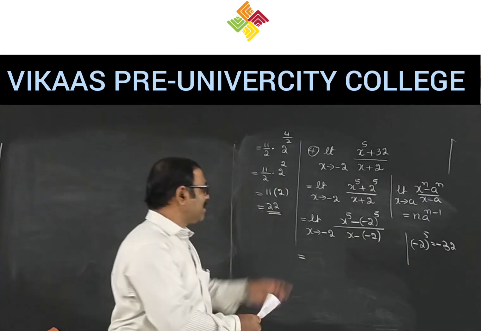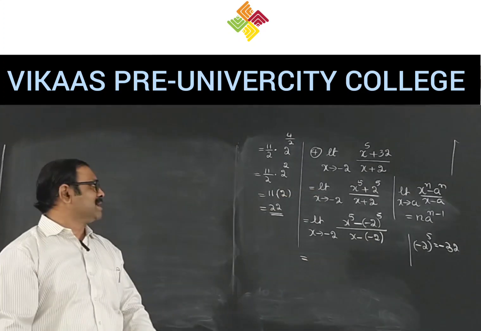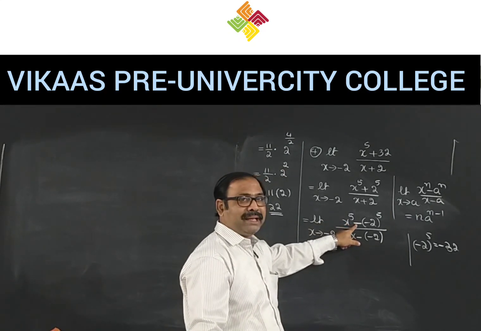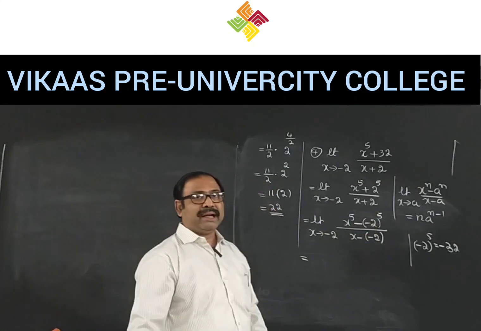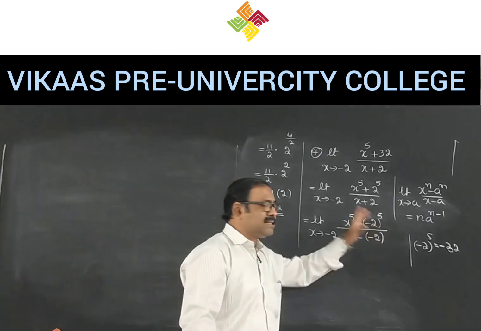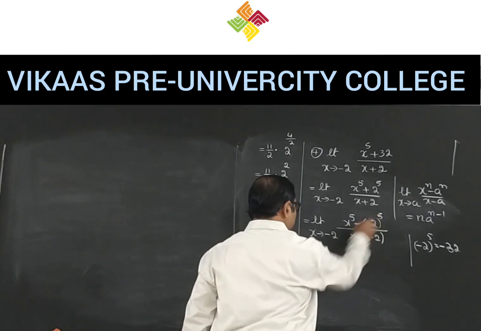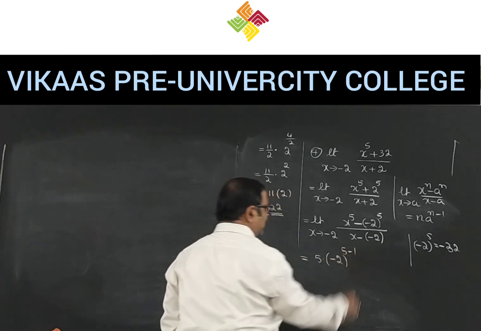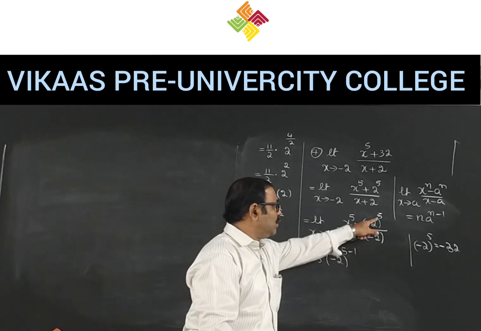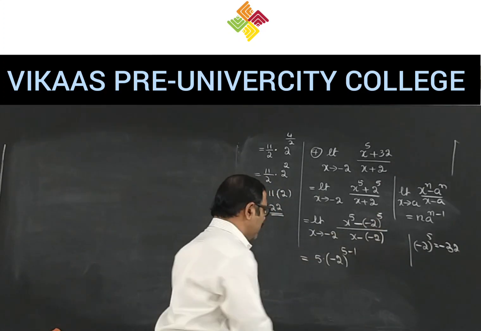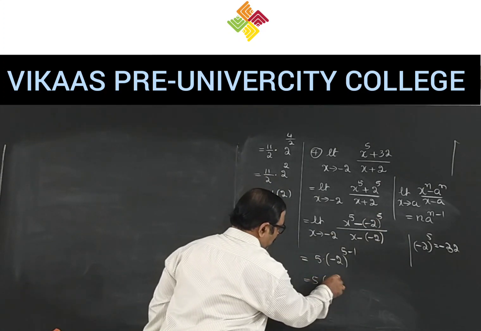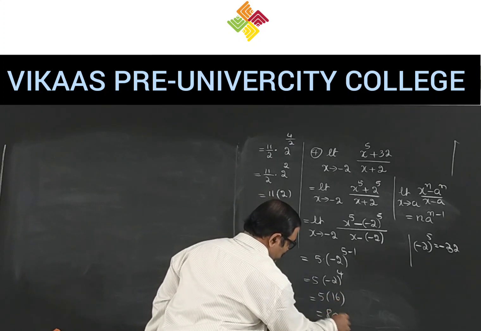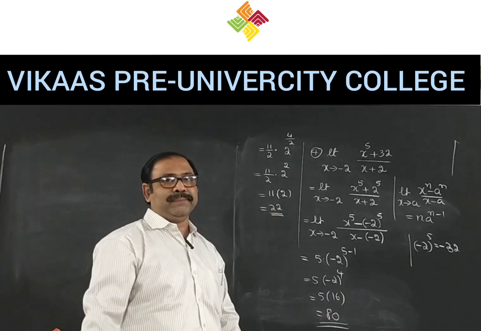Now compare the problem with your given result. What does that tell me? What is it? X power n minus a power n divided by x minus a. So this is 5 into minus 2 power 5 minus 1. What is it? n into a to the power n minus 1. So this is 5 into minus 2 power 4. 5 into 16. So the answer is 80.